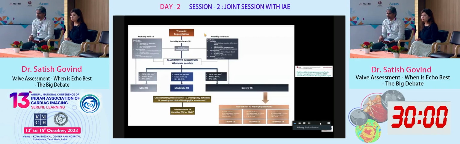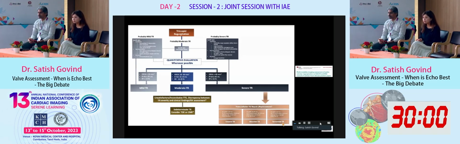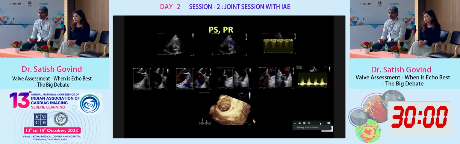In terms of TEE, again, the same roadmap here, but what new insights in terms of new data have come is that, apart from severe TR, it is now further classified into severe TR, massive TR, and torrential TR. This is based on the vena contracta width, and of course the regurgitant orifice area, the vena contracta area increases, and then of course the regurgitant volume. So these are the new terms which are now being incorporated into severe TR.